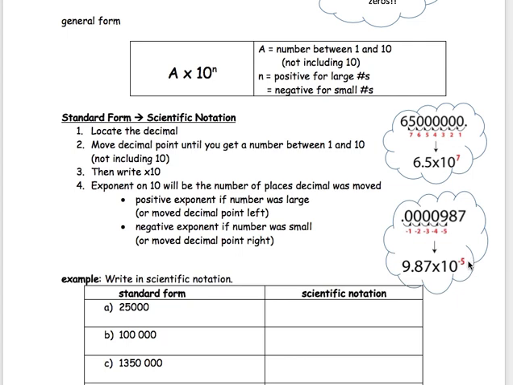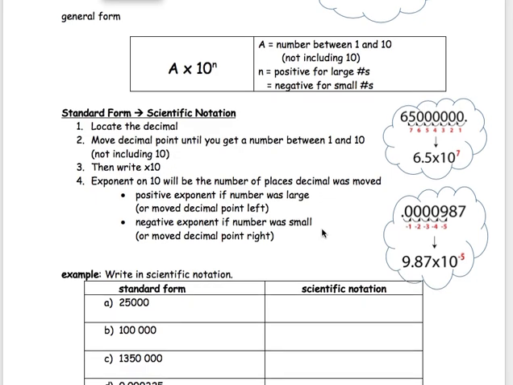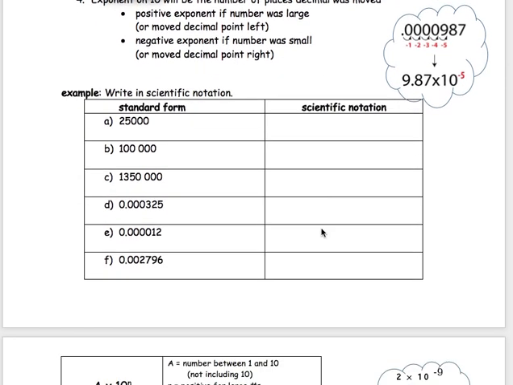So 5 will go here. But then remember, if you had a small, tiny number, you're going to have a negative exponent. If you had a really big number, you'll have a positive exponent. Okay, so those are the general rules. So let's actually practice them now down here.